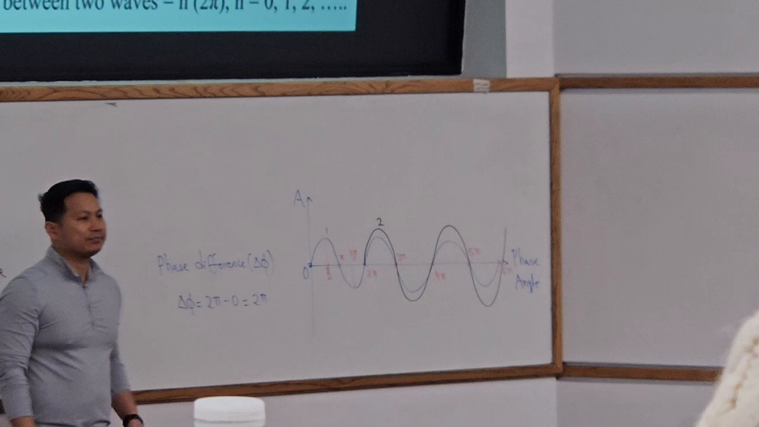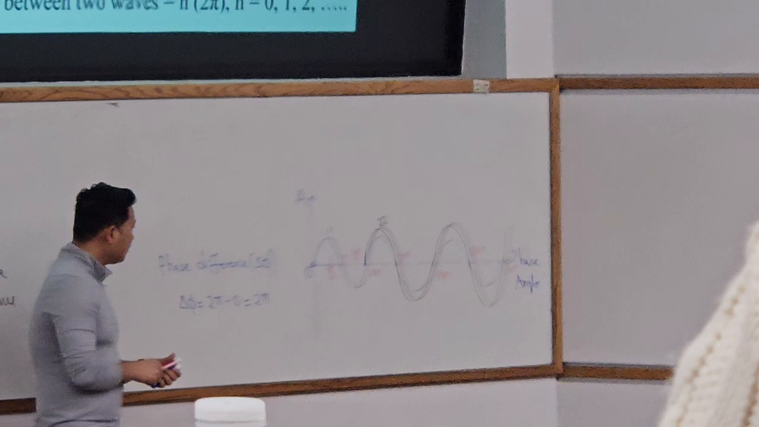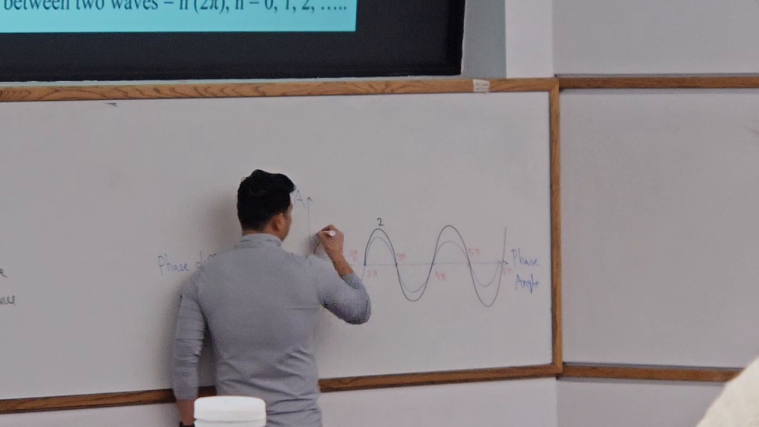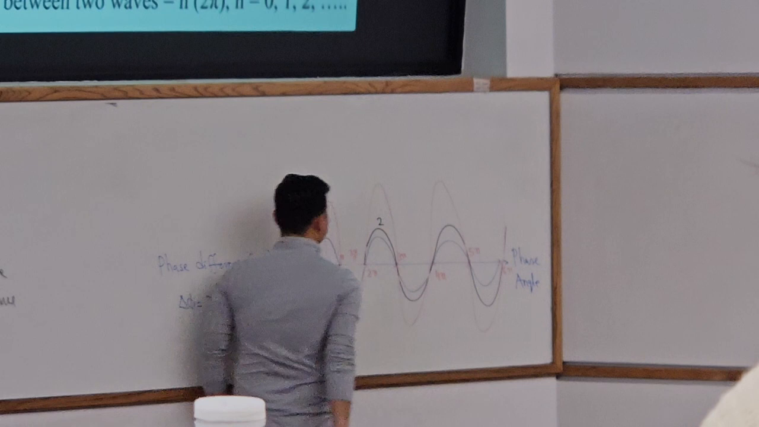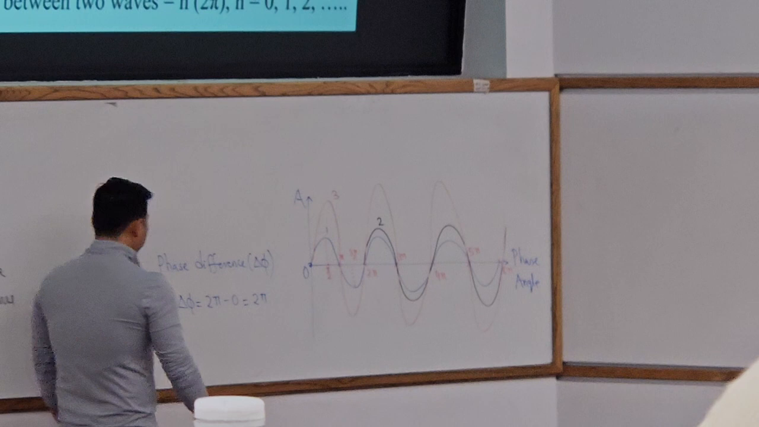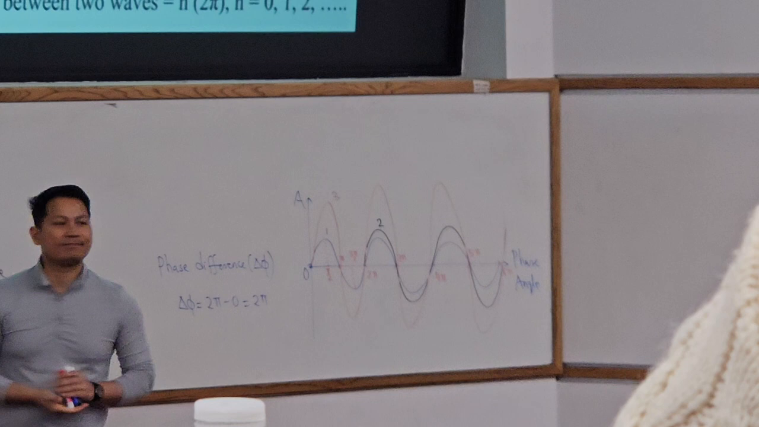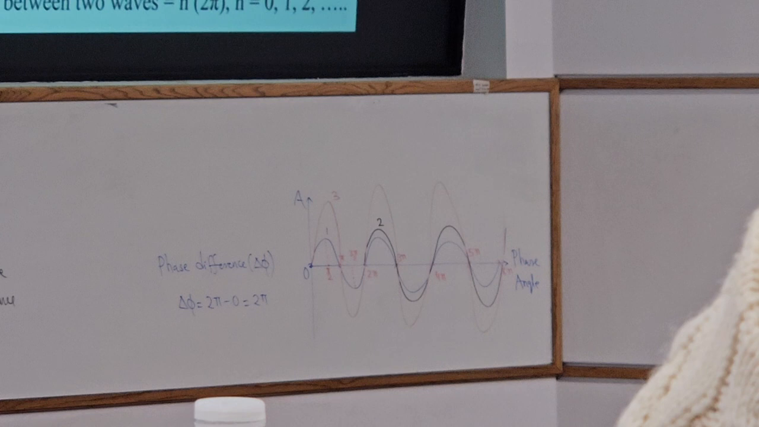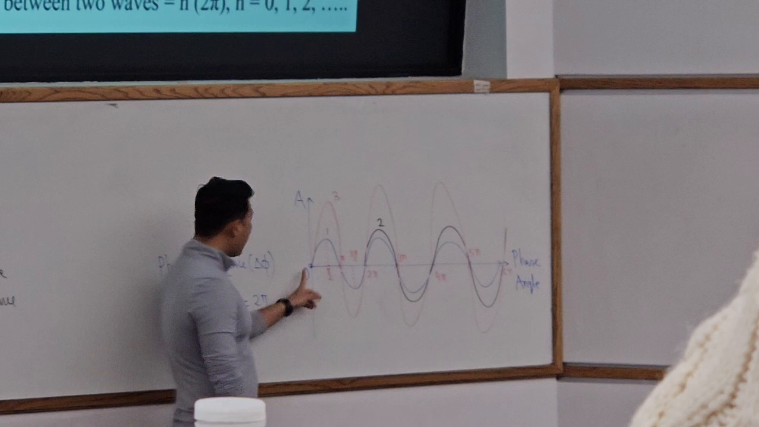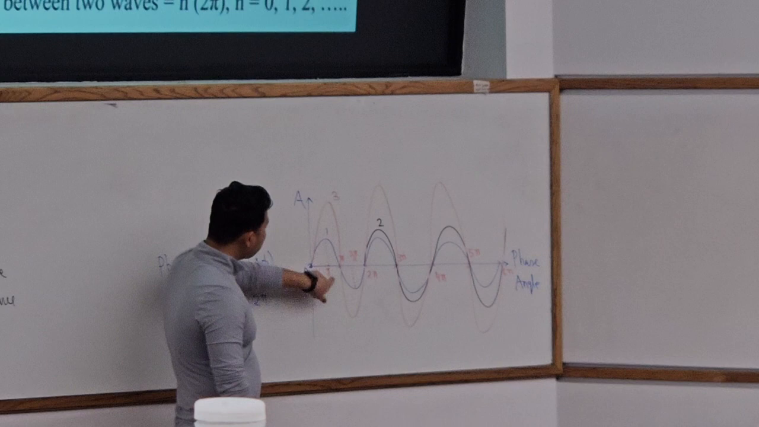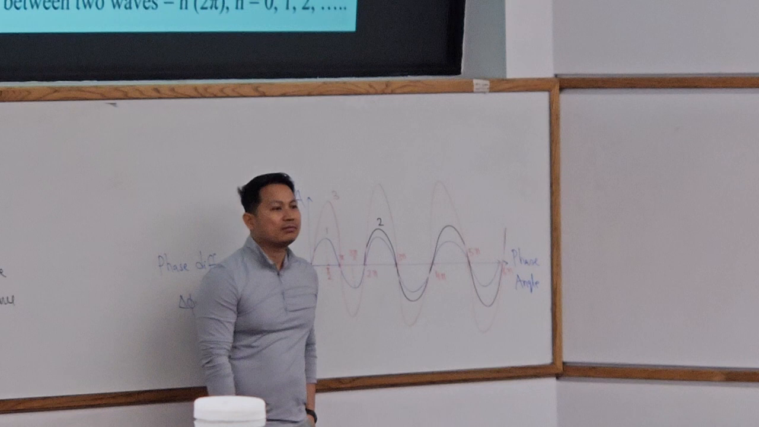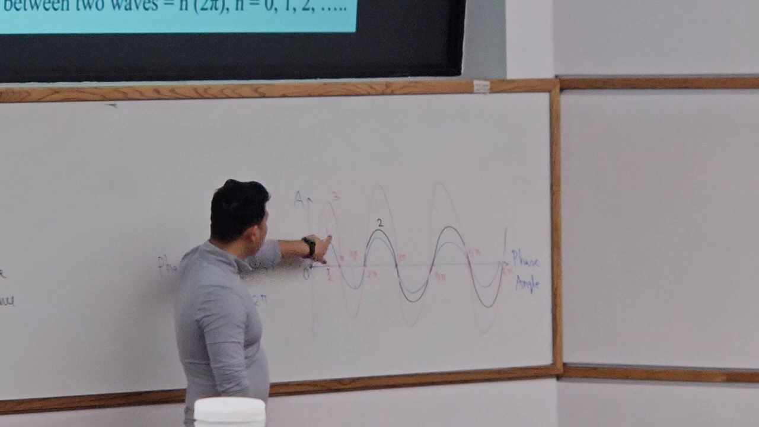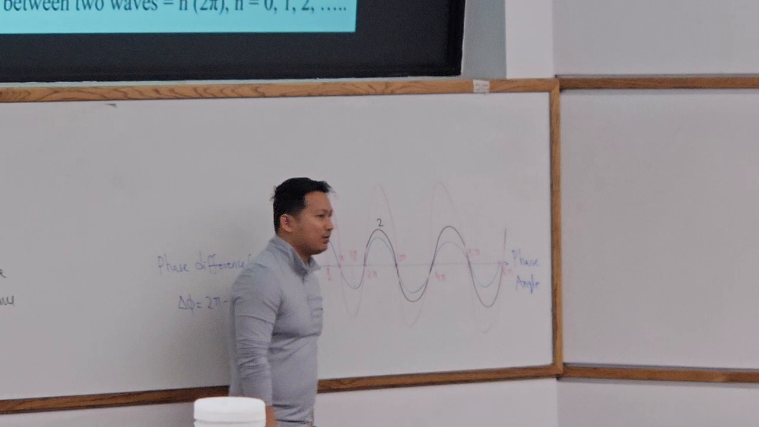Now, the question for you guys: if I have a wave number 3, which I represent with the red color, what will be the phase difference between wave number 1 and wave number 3? 0. They start from the same point. Now, no matter whether you have a phase difference of 0 or 2 pi, the maxima and minima of all three waves lie together. Maxima lie on the maxima of this one, minima on minima.